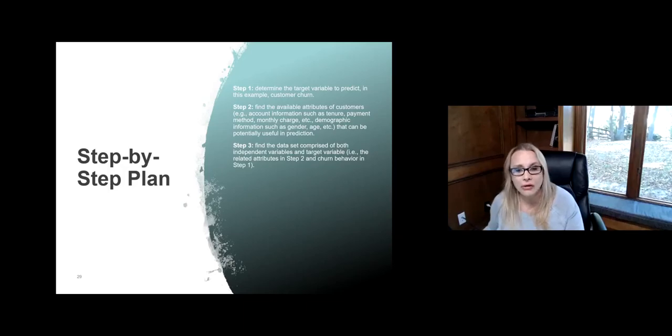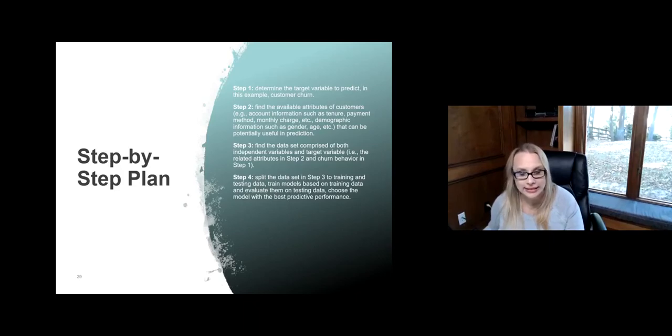So you will then aggregate all of your data. You can split your data into training and test data sets. You can train the models based on the training data set and evaluate them on the testing data set. You can choose the model with the best predictive performance. If you're looking at customer churn, you're going to want to use the data that you have for the customers who have churned as your exemplars to train your model. And then you are going to test your model to see if it accurately predicts your customers who churn from the testing data set.